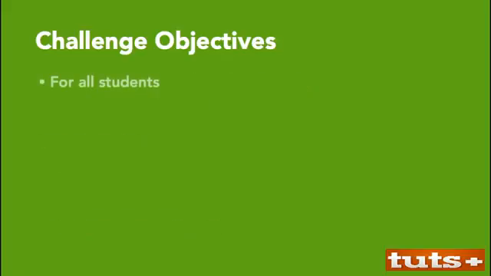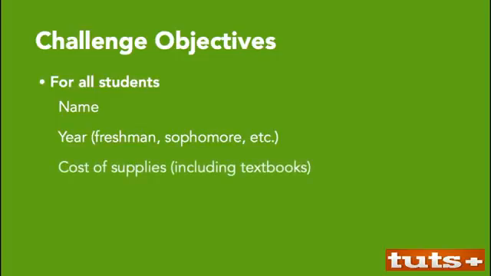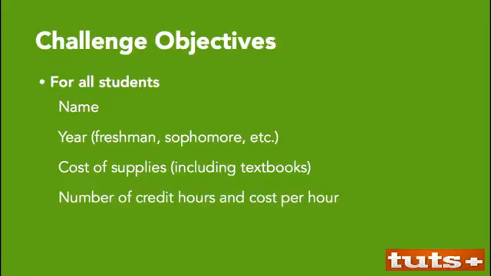For all students, we need to also ask for their name. What year are they entering? Freshman, sophomore, junior, senior? The estimated cost of textbooks, pencils, paper, all the supplies that they'll need for the year. The number of credit hours they're taking, and the cost for each credit hour. Use that information to calculate the total cost for attending college for 1 year and print the final total.